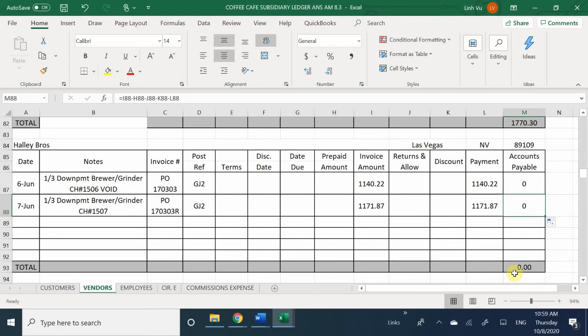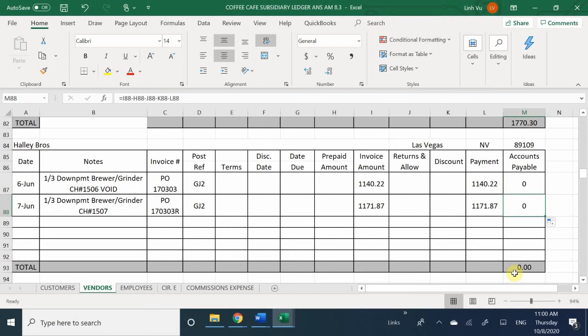Because one thing a company or an auditor could do is look into your books and say, why is it that you wrote two checks, one for the amount of 1140 and one for the amount of 1171? They could be thinking that you could be taking that extra $30 for yourself for some reason.